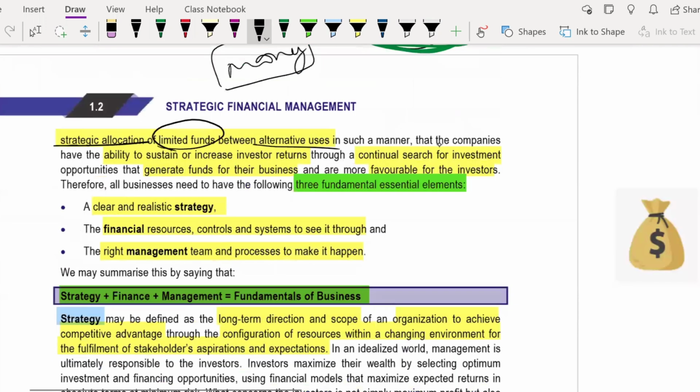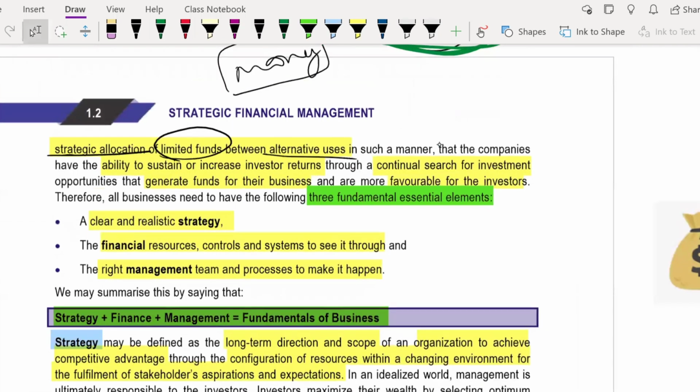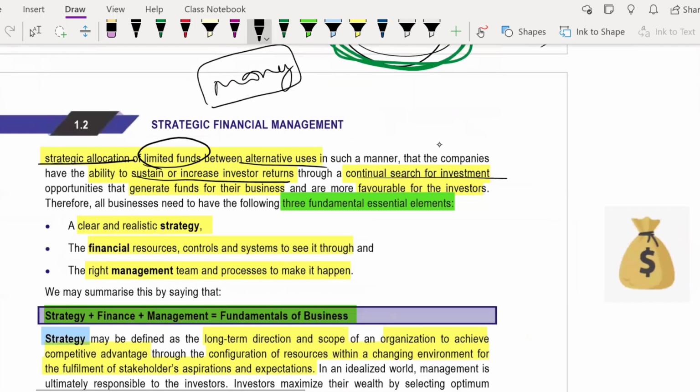Only when you strategically allocate your limited funds will you be able to sustain or increase the investor returns, because that will help the business give maximum return. So you have to continuously search for good investment opportunities that will generate funds for your business and will also be favorable for the investors. Okay, so this is the basic.